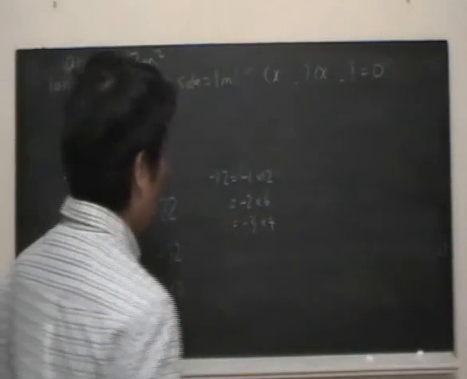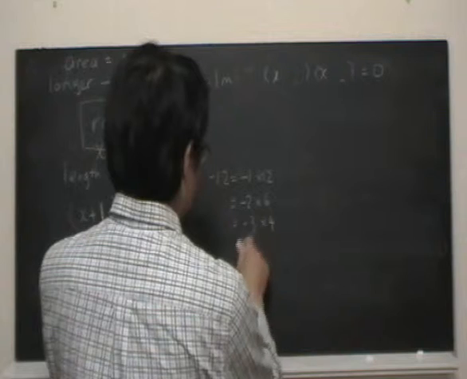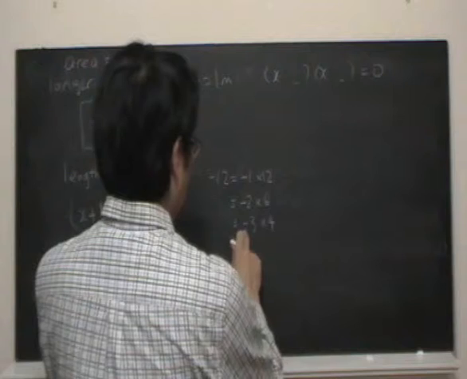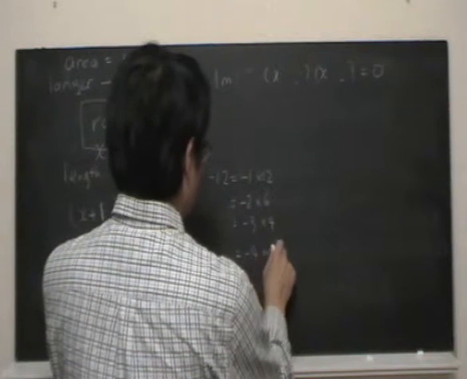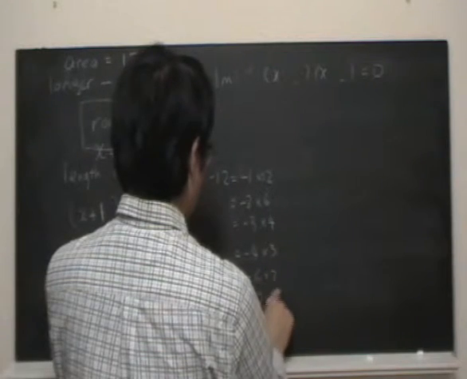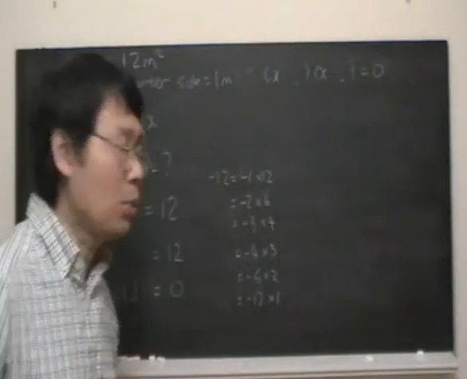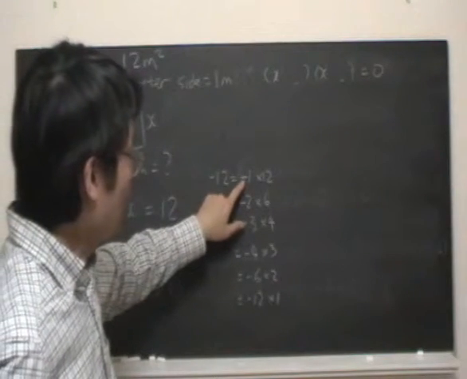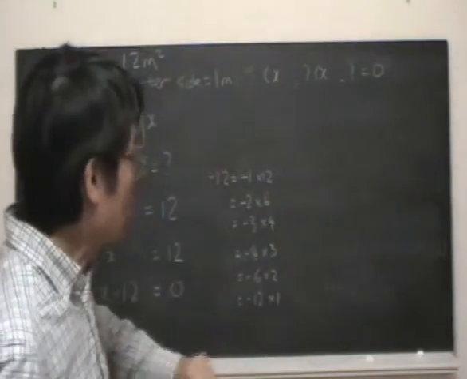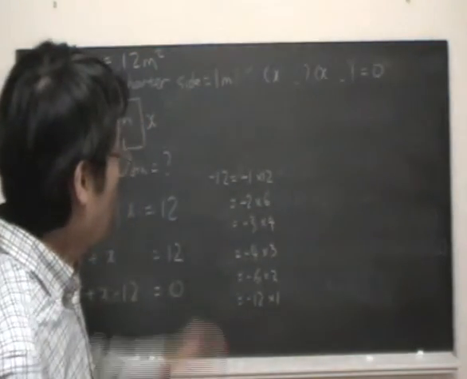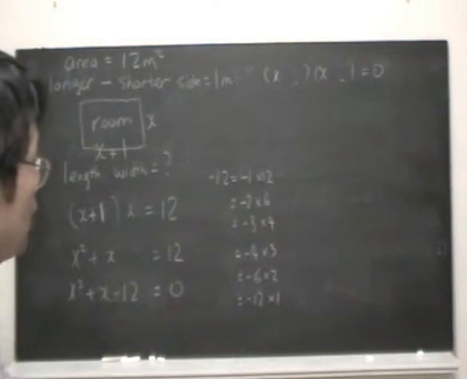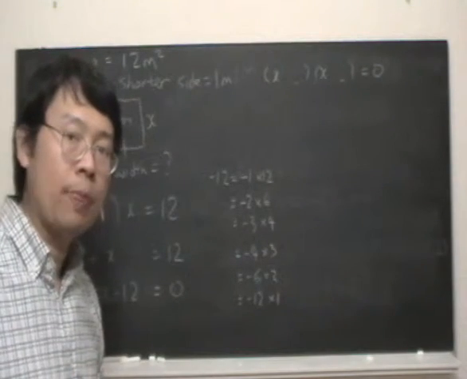Let me just make it easier. If I just continue writing, minus 4 times 3, minus 6 times 2 and minus 12 times 1. So now I have all possible cases. For example, I have minus 1 times 12 as well as minus 12 times 1, the other way around. So we have all these possible combinations. So now we need to choose one of them.